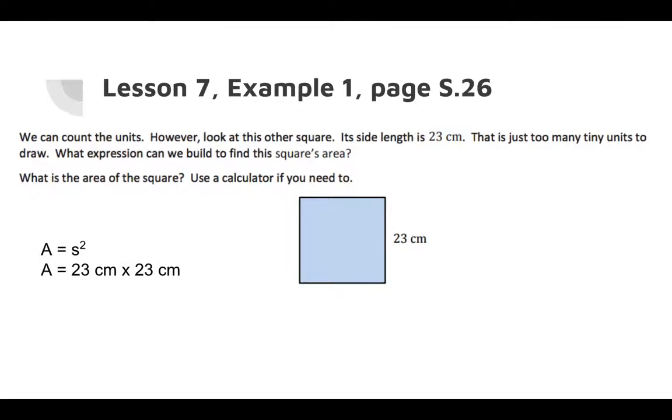So we said that A equals S squared. Now that means that A equals this side, 23 centimeters. And since it's a square, this side is also 23 centimeters. That's why we only used S here. There's only one variable because it's all the side of a square, and it happens to be 23 centimeters long. If you calculate that, your answer should be 529 centimeters squared.